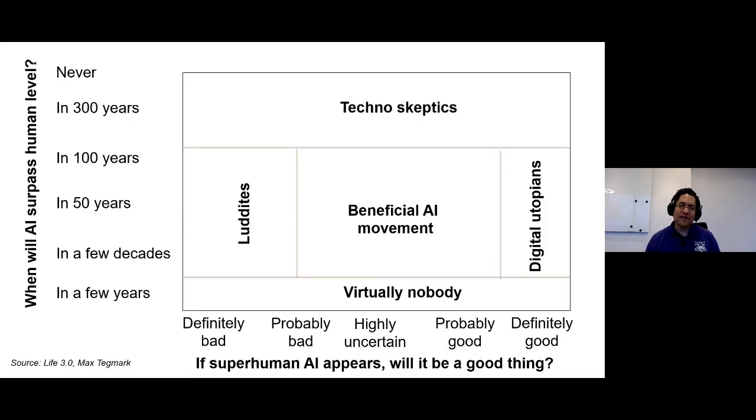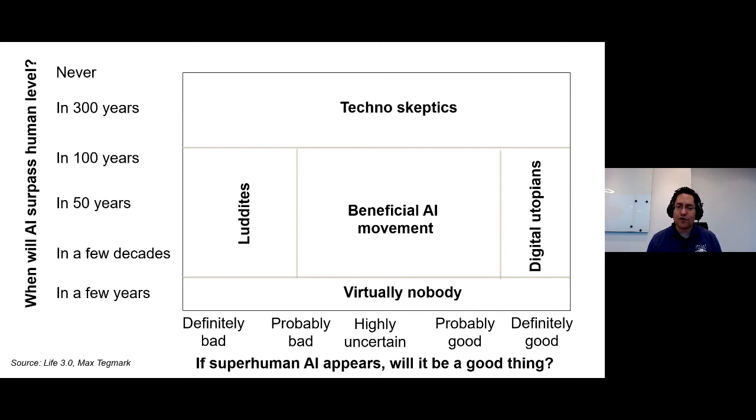We can have a look here at some research that Max Tegmark, a researcher at MIT, did. He sent out a survey to the leading research community within machine learning and artificial intelligence. He was asking them two things: when will artificial intelligence surpass human level intelligence, and if that happens, will it be a good thing or a bad thing? Then we can divide the research community into a number of groups. First, if you ask them whether this will happen in a few years, virtually nobody thinks that. You can also ask, will it happen in a few decades or up to 100 years?